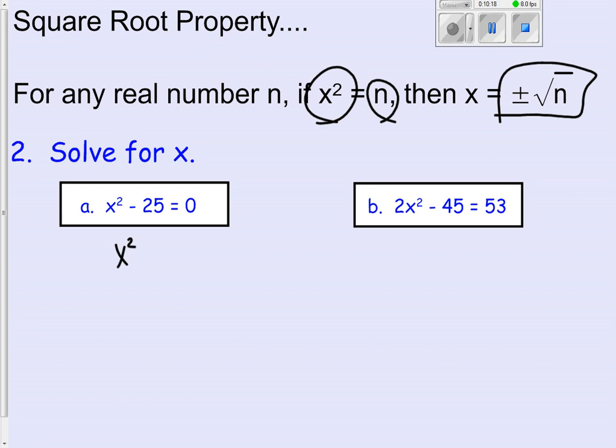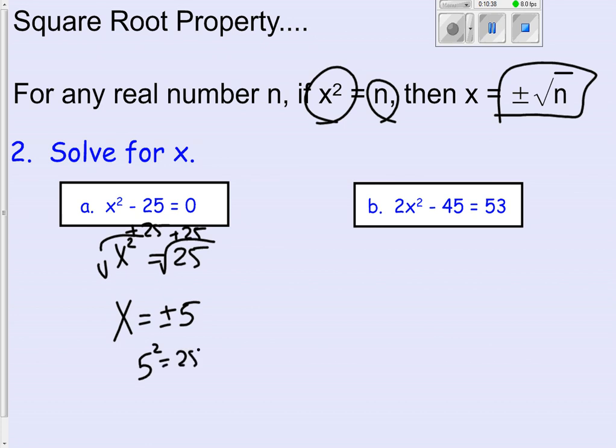So if I add 25 to both sides, I get x squared equals 25. If I take the square root of that, square root of x squared is x. Square root of 25, actually there's two answers here, plus and minus 5. The reason for that is this. 5 squared gives you 25. However, negative 5 squared also gives you 25. So kind of a cool thing to remember.